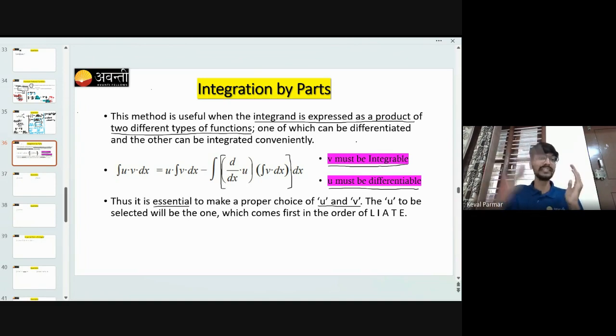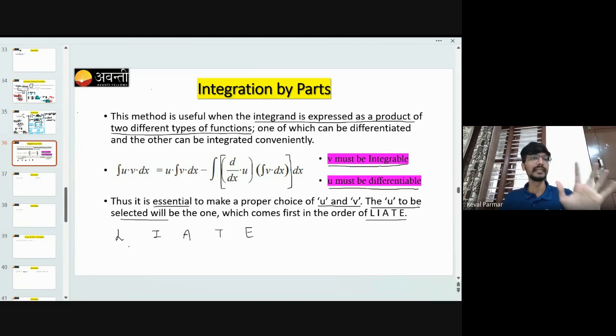Now, throughout the years, we have developed a method to select u and v. So what is the method? The u to be selected will be the one which comes first in the order of LIATE. Now you must all know these rules. What is the LIATE rule? Or you should know ILATE. Basically, when I was studying, I used LIATE, so from that time I always used LIATE. I never used ILATE. So it's no problem, both are the same. LIATE rule means whichever function from these comes first, that will be my u function.